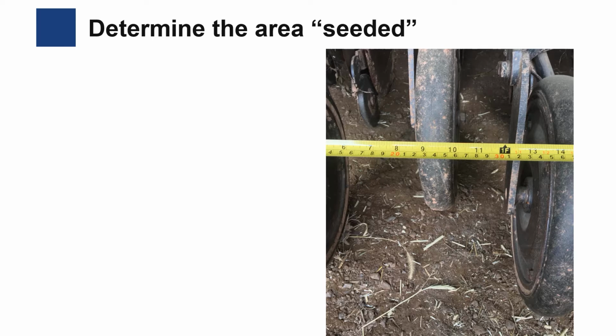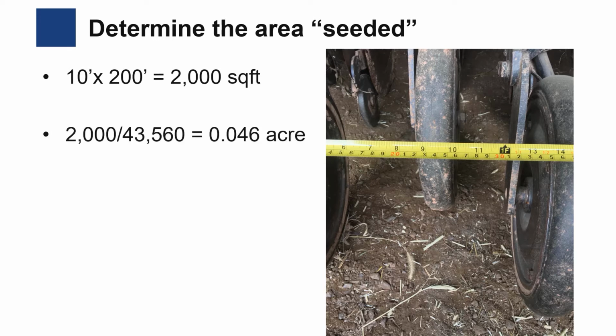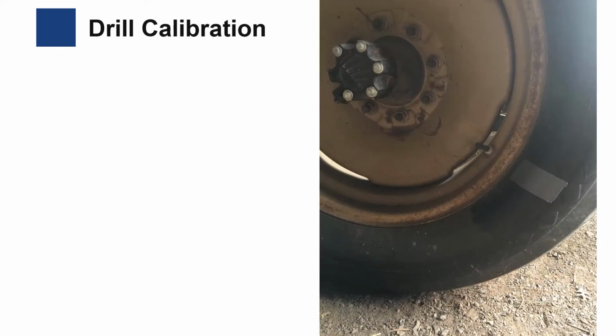In this example, we will be using a drill with a working width of 10 feet. Working width is calculated by multiplying the spacing between seed openers by the number of openers on the drill. The area seeded in our example will be 2,000 square feet, which is 200 feet long by 10 feet wide. To calculate the fraction of an acre, divide 2,000 square feet by 43,560 square feet per acre to arrive at an area of 0.046 acres.